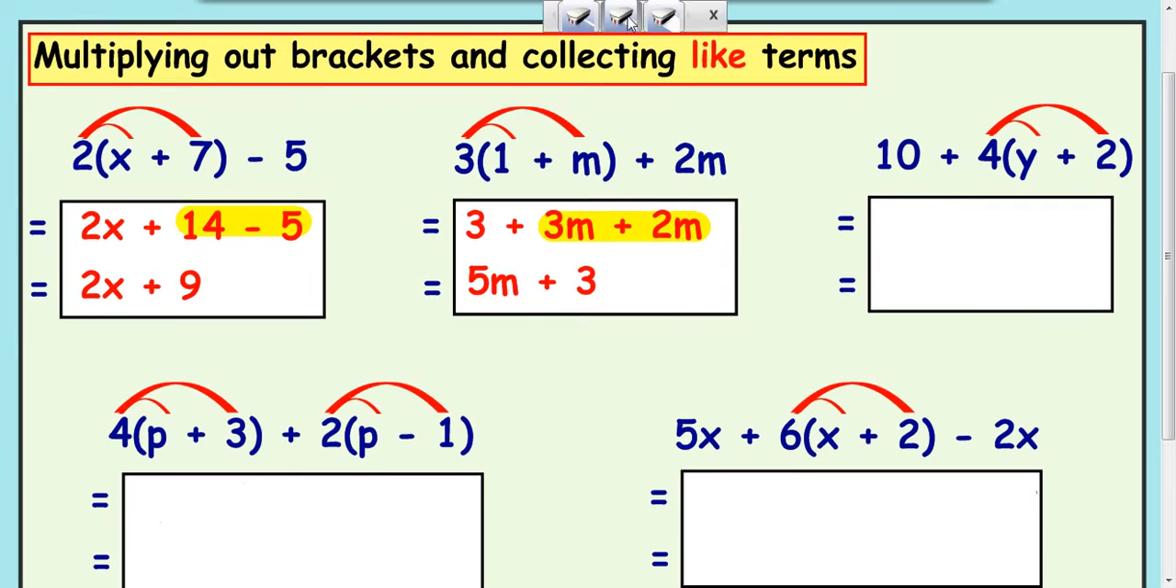Okay, looking at the next example, the mistake people usually make in this one is they add the 10 and the 4 and they get 14 and try and multiply the bracket by 14. This is not the case. You could rewrite this as 4 bracket y plus 2 and then a plus 10 at the end. But the way to deal with this, that I would advise, is write the 10 down and then multiply the bracket by the 4. So 4 times y is 4y, 4 times 2 is 8. You can then see we've got some numbers that we can collect up. We've got a 10 and a plus 8. So that goes to 4y plus 18.